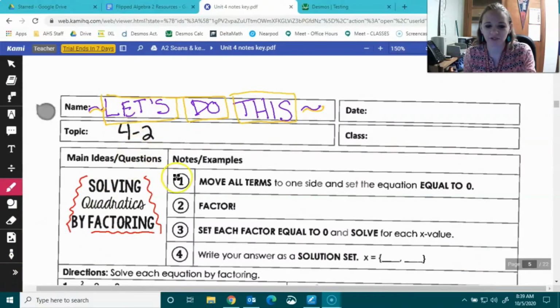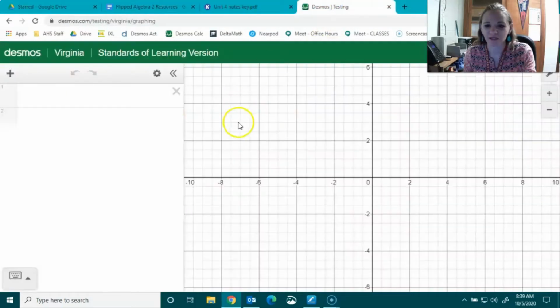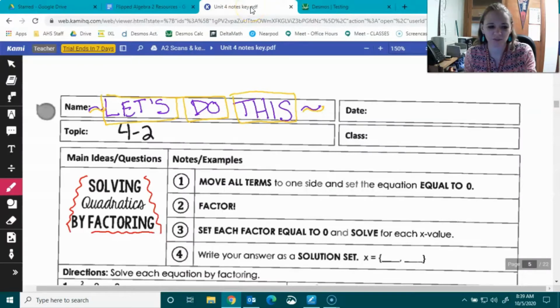Section 4.2, go ahead and get that ready. And then also get Desmos out, just in case we need it, because we usually will use it. Alright, we're going to solve quadratics by factoring.